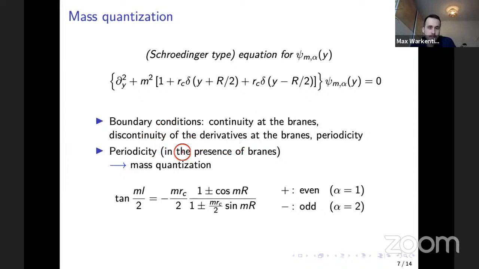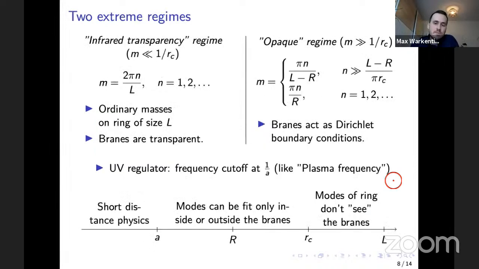And this periodicity condition then leads to a mass quantization. So the masses are not arbitrary, but they obey this form. So there are solutions of this formula here. And we can divide the mode functions into even and odd ones. So alpha 1 is even, alpha 2 is odd. Okay, so one step back again.